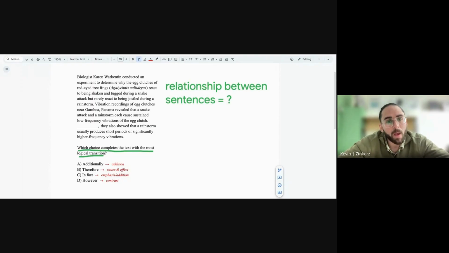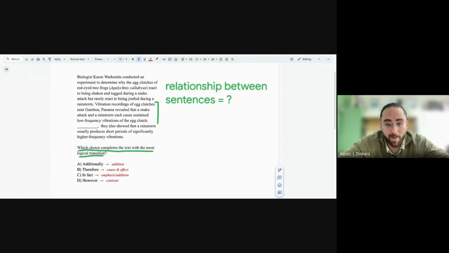So here we go. Biologist Karen Wardkinton conducted an experiment to determine why the egg clutches of red-eyed tree frogs react to being shaken and tugged during a snake attack, but rarely react to being jostled during a rainstorm. Here's where I need to start paying close attention. Vibration recordings of egg clutches near Gamboa, Panama, revealed that a snake attack and a rainstorm each cause sustained low-frequency vibrations of the egg clutch.